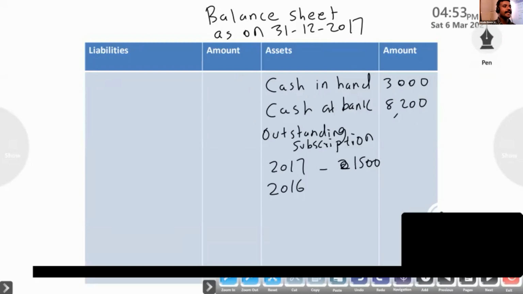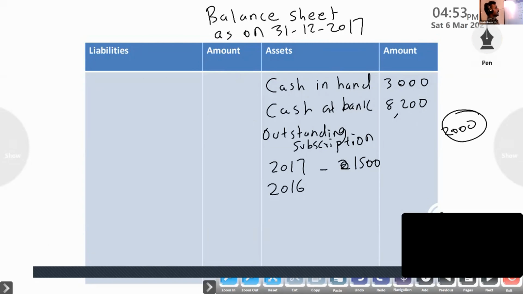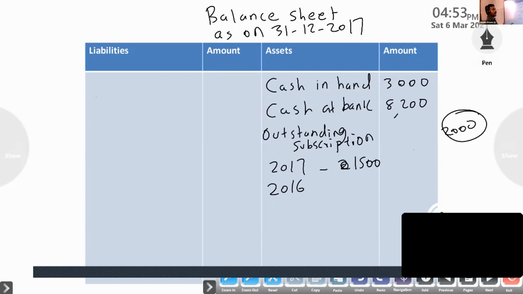Suppose the opening amount is not given. Listen here. If the adjustment of opening is not given as 2,000, then in the opening balance sheet it will come as 1,200 and in the closing balance sheet it will not come. But if the opening amount adjustment is given as 2,000, out of that this year we received 1,200. So still in arrears.